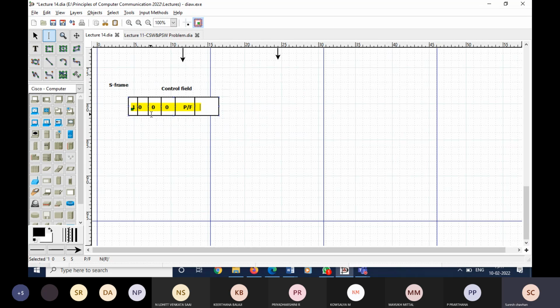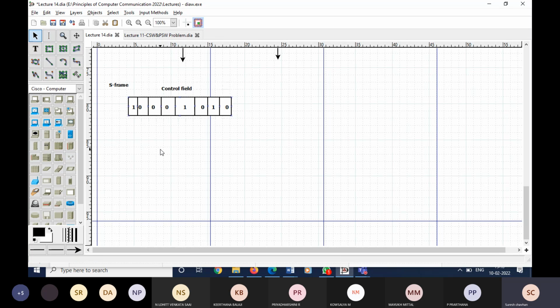And N(R). As I said, N(R) is 3 bits, right? I'll use this, just expand. I want to show how it will actually happen. Good. Okay, suppose it's a 1, and this is 0 and 1, and it's a 0.